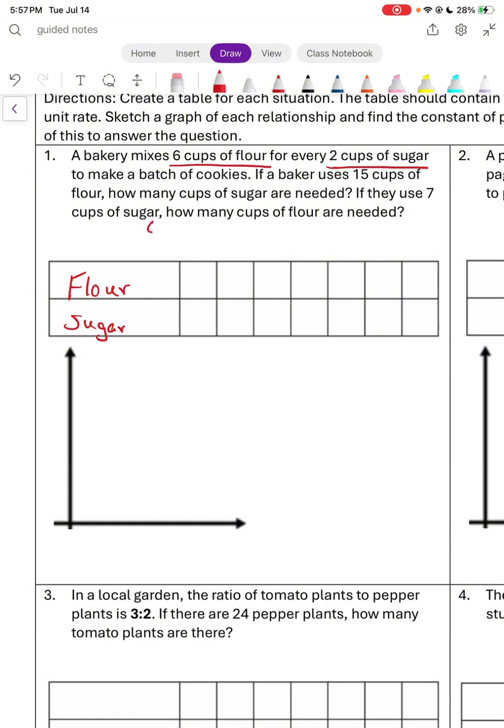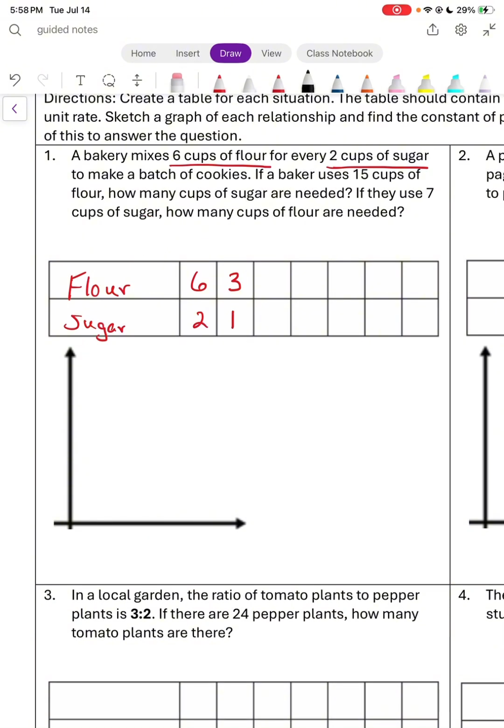A 6-to-2 ratio. Now keep a quick reminder that ratios can be written as a fraction, with a colon, or you can just write 6-to-2. So for every 6 cups of flour, we have 2 cups of sugar. Now, just like fractions, we can reduce ratios. So 6 and 2 are both divisible by 2. So we can reduce that down to, what if we only use 3 cups of flour? Then we're going to use 1 cup of sugar. So we have a reduced ratio.